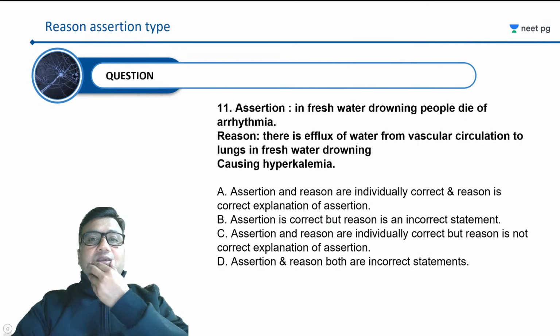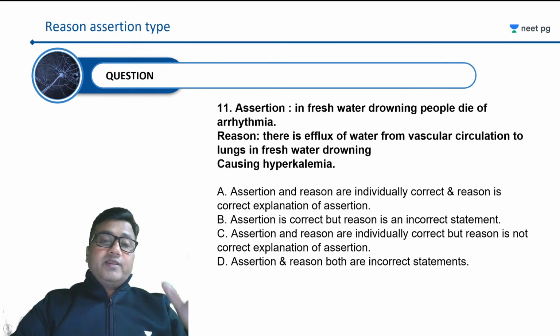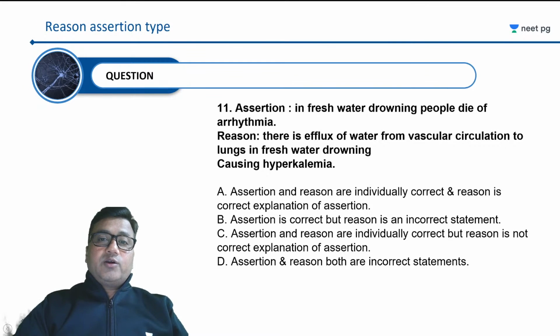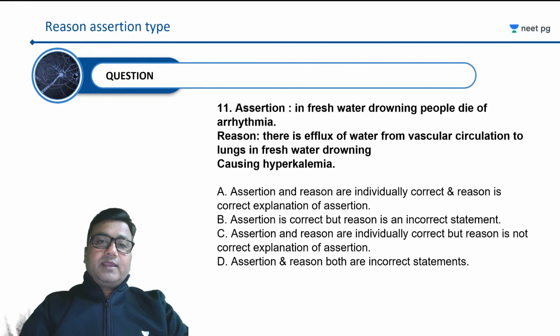Now we see, again, an important type of question. These are called reason assertion type of question. So two statements are given to us in this question. One is an assertion, and then one is supposed to be a statement which is, or is alleged to be, the reason for that assertion. What we need to decipher is whether reason and assertion are correct statements, and if both of them are correct, is the reason the correct or appropriate reason of the assertion. If not, then we have to answer the options accordingly. So let's say the assertion is, in freshwater drowning, people die of arrhythmia. The reason is, there is efflux of water from vascular circulation to lungs in freshwater drowning, causing hyperkalemia.